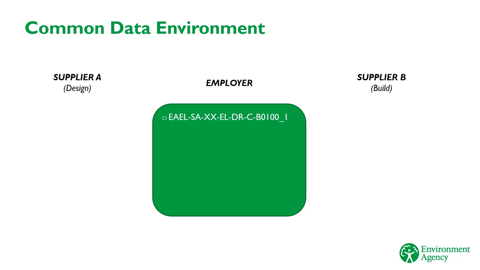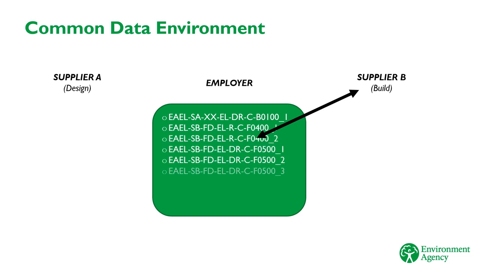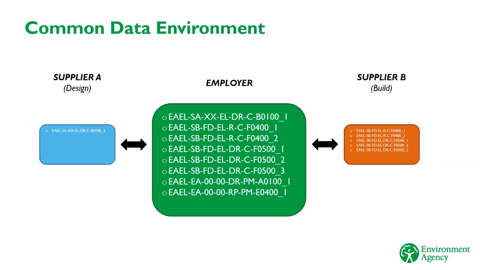The EA project manager, as the employer, will validate it, and then if supplier B wants to reference the document, they can access it directly from the CDE. With the CDE, files have a consistent naming structure, which makes it easy to search for information. This means that when the project's products are handed over, we can make sure that all the right information is handed over with it.